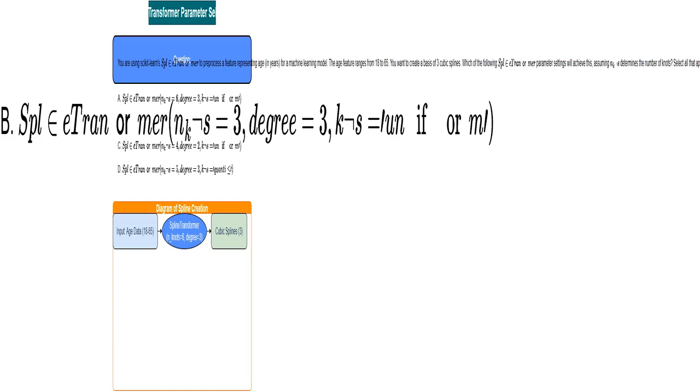This option uses only 3 knots for a cubic spline. Using the formula, we find that 3 minus 3 equals 0 splines. This is an incorrect answer, as it does not create 3 cubic splines. It results in no splines at all.